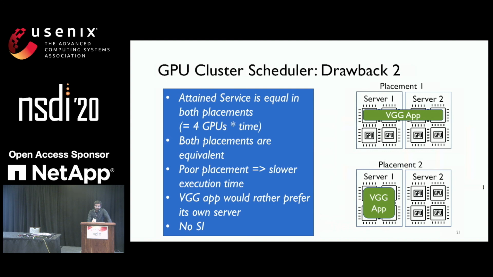Consider a sparse and a dense placement scenario as shown in the figure on the right. In both placements, the attained service metric is equal. Tiresias deems both placements as equivalent. This can lead to a bad placement for a VGG app with Tiresias and can lead to slower execution time for a placement-sensitive app. In this case, the VGG app would prefer an independent server for itself and has no sharing incentive.